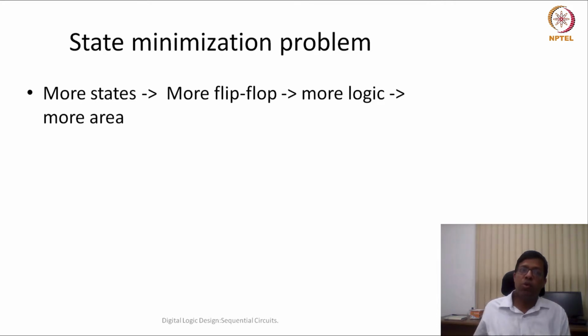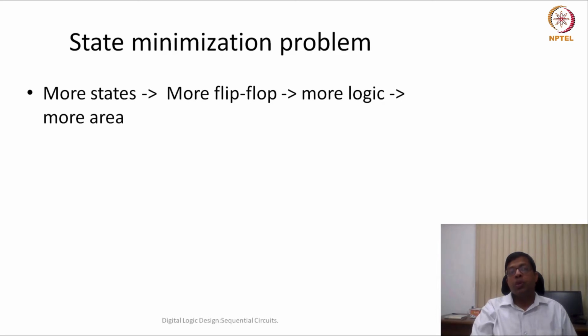If the number of states is more, then the logic will also be more, so more gates would be required. If more gates are required, then of course more area would be required, and there is a good possibility that it would also have an impact on latency and delays. So it is always good if we can optimize or minimize the number of states. But how to do that?